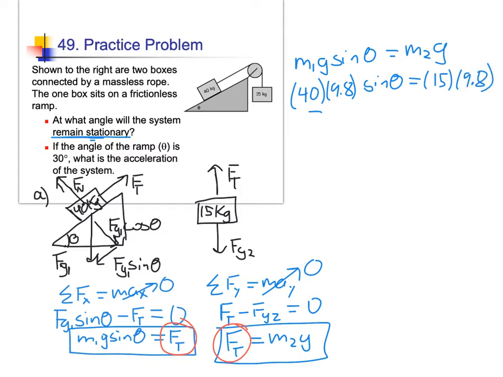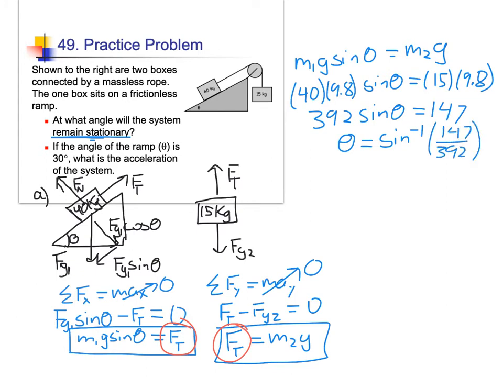So we end up with 392 sine of theta equals 147. I'm going to divide by 392 and take the inverse sine. So theta is going to be the inverse sine here of 147 over 392. So I end up with an angle here where they will remain stationary of 22 degrees. All right, so that wraps up part A. Part B, we're going to look at what the acceleration would be if the angle is 30.